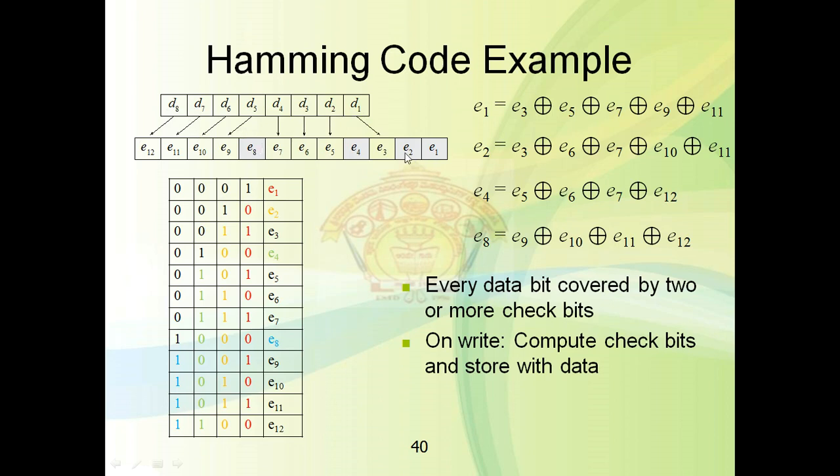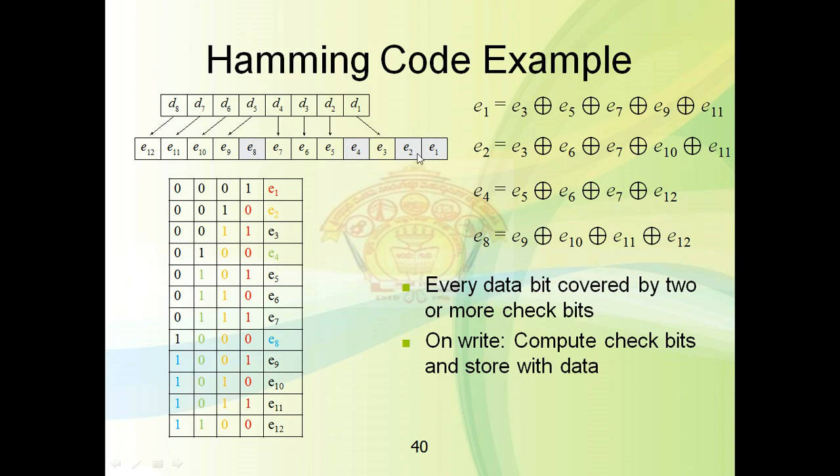Okay, so we know that. Now what are the positions? That is 2 raised to 0, 2 raised to 1, 2 raised to 2, 2 raised to 3. These are the positions E1, E2, E4 and E8. Now how to calculate E1, E2, E4 and E8.